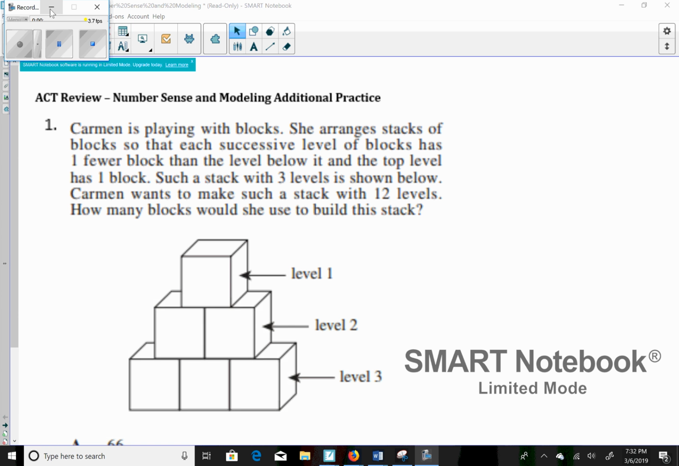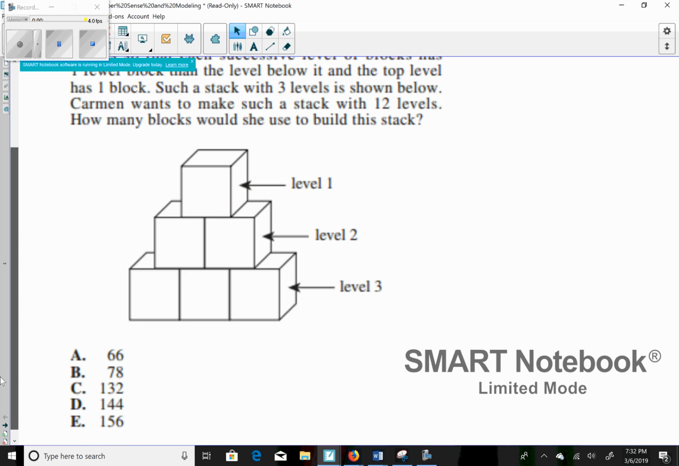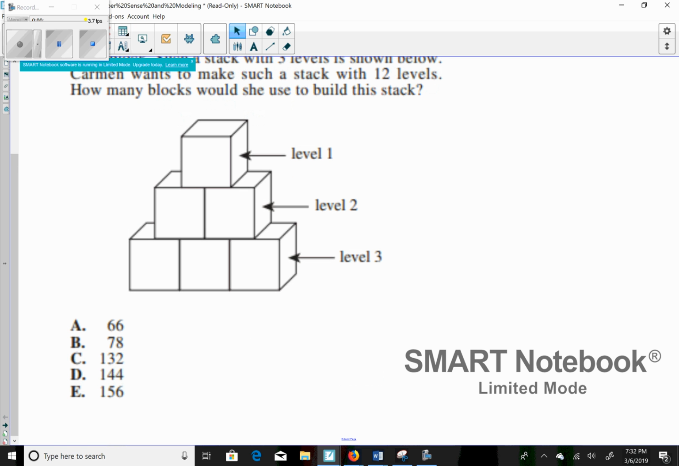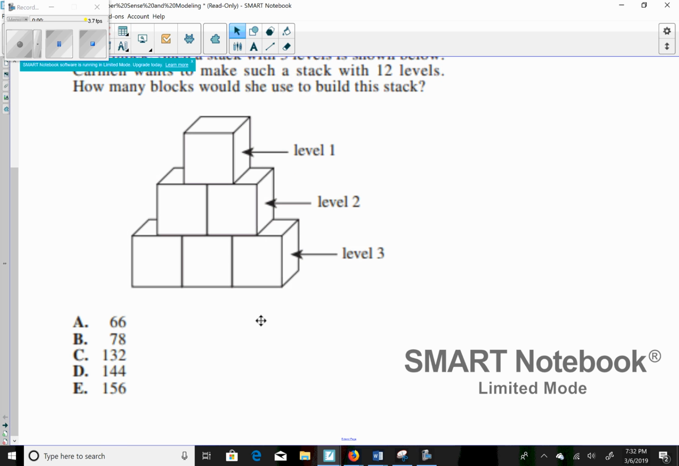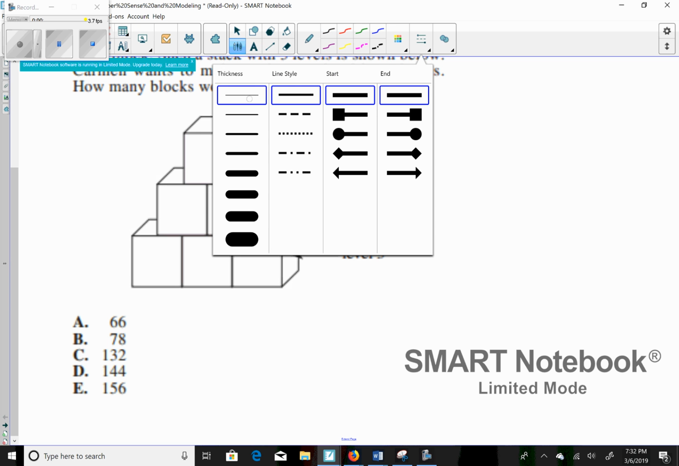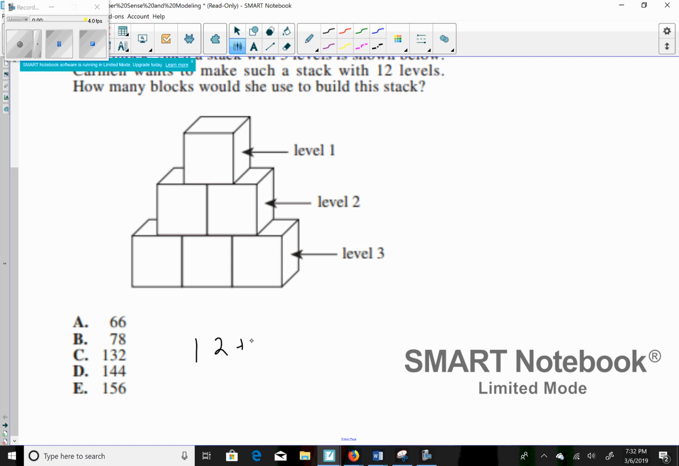It should make sense that on level 3 she has 3 blocks, on level 2 she has 2 blocks. So if I'm going to continue this pattern, then on level 12 I will have 12 blocks, and on level 11 I will have 11 blocks. So I'm going to just take 12 plus 11 plus 10 plus all the way down to 3 plus 2 plus 1. And when I do that, I end up with an answer of 78. So she will have 78 blocks used to build that stack.